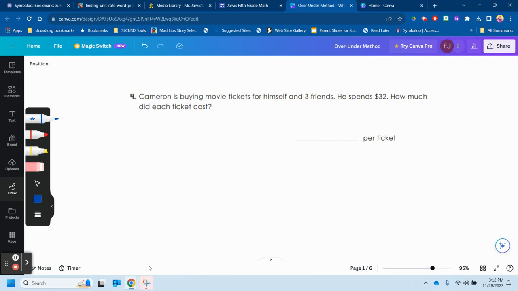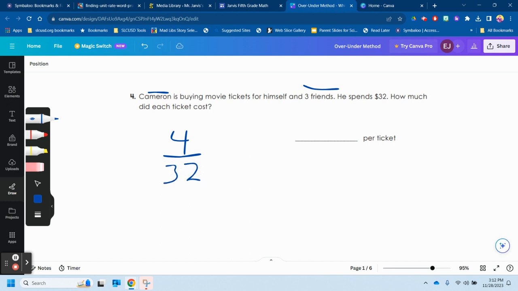So we'll start with number 4. I looked at this too quickly, and I thought, okay, 32. Cameron's buying tickets for himself and 3 friends. He spent $32. I began to think of dividing 32 by 3, but it's Cameron and 3 friends, so it's 4. So every 4 tickets is $32.